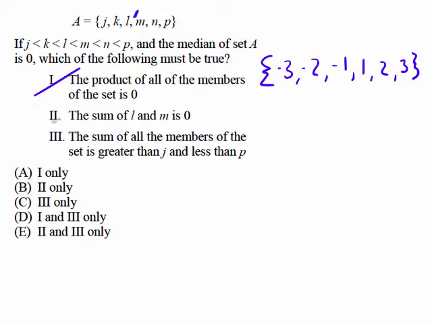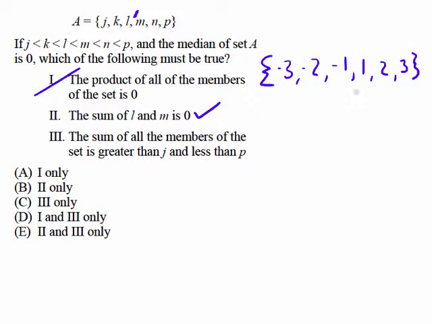What we do know, though, is the sum of L and M does have to be 0 because if their average is 0, the sum of them has to be 0, right? And in this case, the sum of -1 and 1, sure enough, is 0. Now, the one that I think gets most people on this question is the third one, which, if I do say so myself, is quite devious. You just have to be a little crafty here. Use your imagination. The sum of all the members of the set is greater than J and less than P.